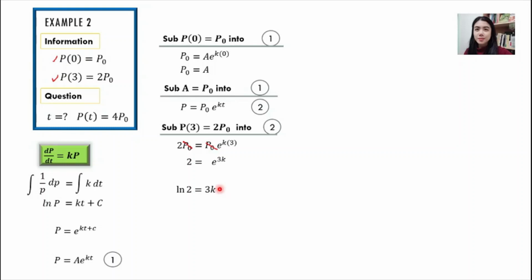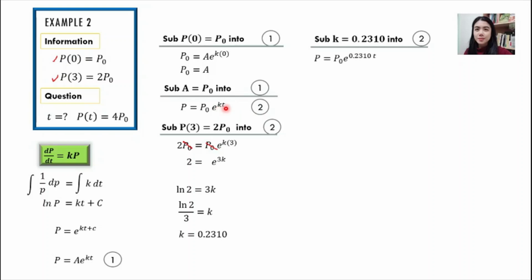Okay, so you can bring the number 3 to the left hand side. It can divide. Then we have the value of k. So your value of k is 0.2310. Once you know your value of k, let's just substitute it back into your equation number 2. So substitute the value of k into here. Then you will have the next line, that is this one. So this is your equation number 3.